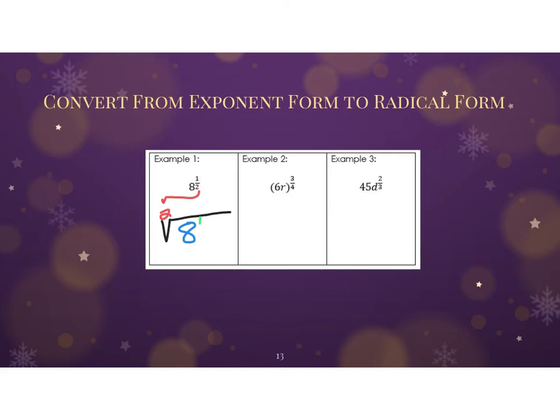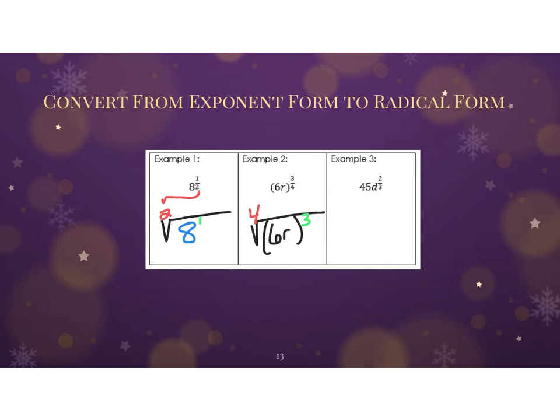So let's do it one more time. Example number 2, we have our radical. Let's leave the 6r in parentheses because all of that is being raised to the 3/4 power. The 3 stays with our base, and the 4 comes out as our index.